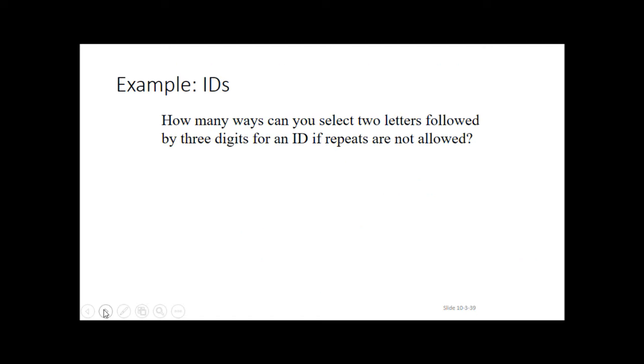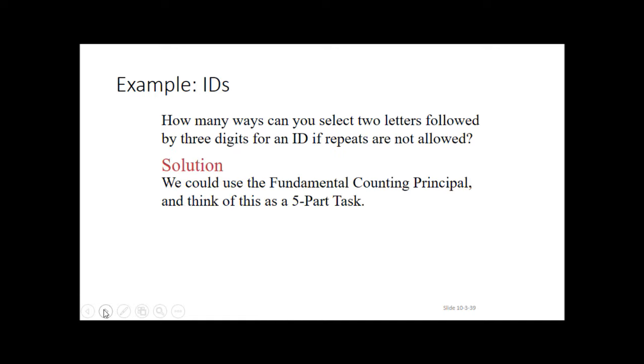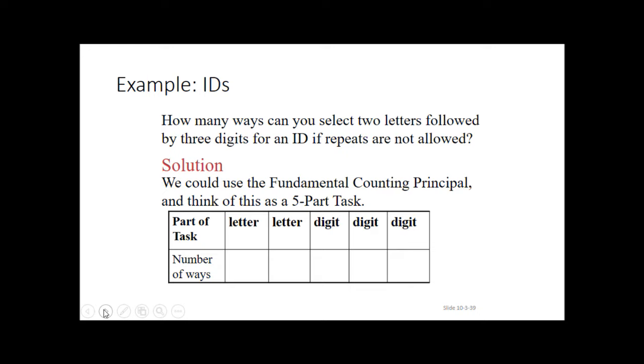How many ways can you select 2 letters followed by 3 digits for an ID if repeats are not allowed? Okay, so this is a slightly different scenario. We're not allowing repetition, but that frees us up. We can still use the fundamental counting principle if we want to, but we don't have to. Because what we could do, we could do the 5-part task with the fundamental counting principle. And if we're not having repetition, then out of the 26 letters, the first letter we have 26 options, the second letter we have 25 options, the first digit we have 10 options, then 9, then 8 because we're not repeating. You multiply that together and you get 468,000.